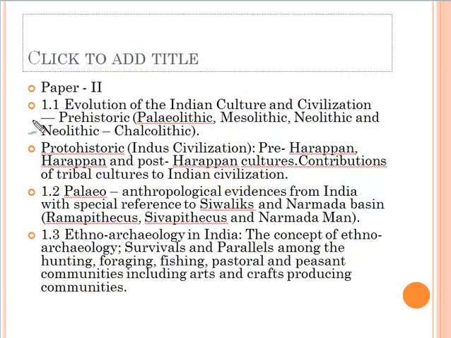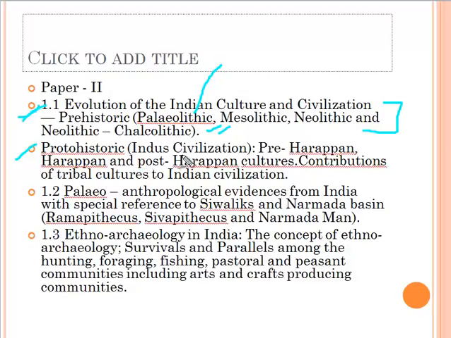Paper 2 starts with the evolution of Indian culture and civilization: prehistoric, Paleolithic, Mesolithic, Neolithic and Chalcolithic. All these phases, basically the questions will come from these particular phases, like what are the major findings in different parts of India, what are the tool traditions, what are the different fossils found in different parts of the country, who are the main excavators and anthropologists who discovered these, and what is the definition of these particular terms. So this you will read in 1.1.